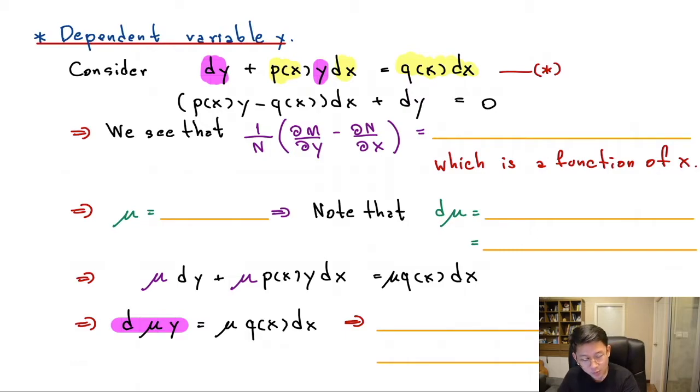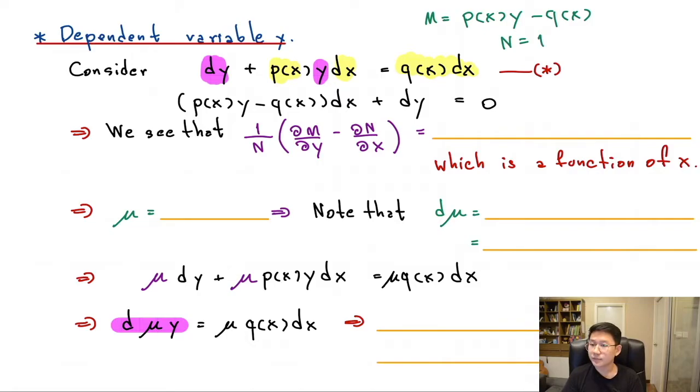So it's (p(x)y - q(x)) dx + dy = 0. Okay? And you can see that 1 over N times (dM/dy - dN/dx), let's look: M is p(x)y - q(x), and N is just 1, isn't it?